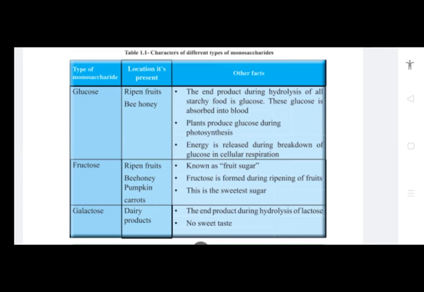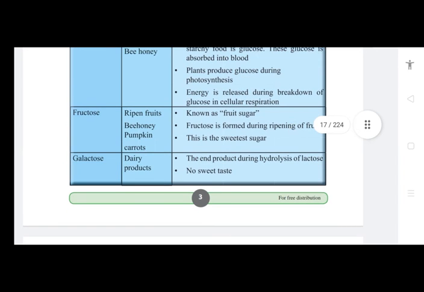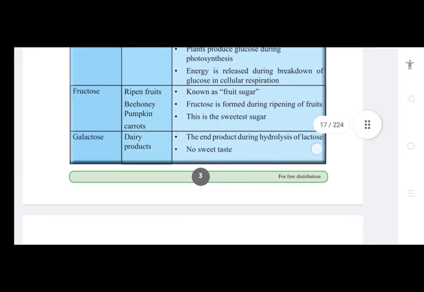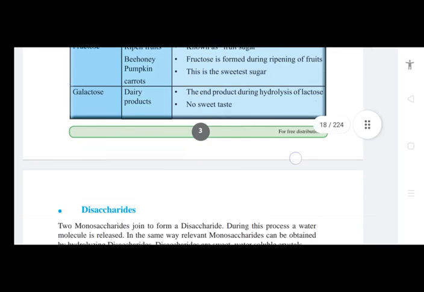Glucose is the main carbohydrate used to generate energy during cellular respiration, and it is also the main byproduct of photosynthesis. Fructose, we generally know as the fruit sugar, formed during the ripening of fruits, and it is the sweetest sugar. Next we are coming to galactose. It is found in dairy products. There is no sweet taste in galactose.